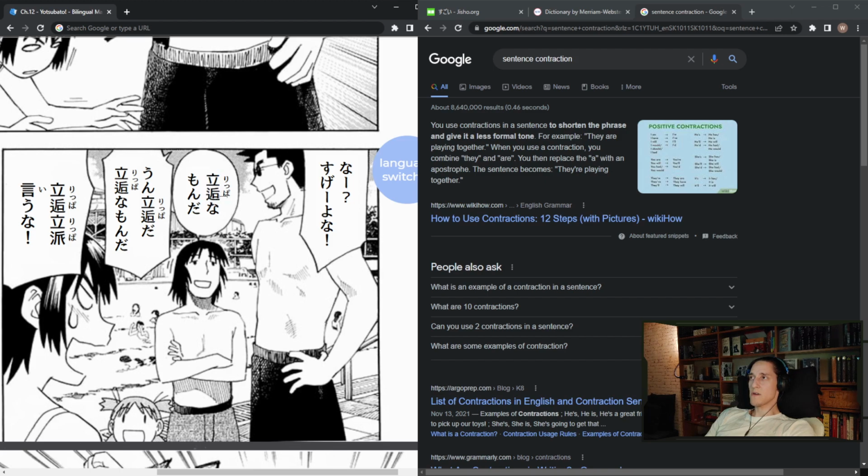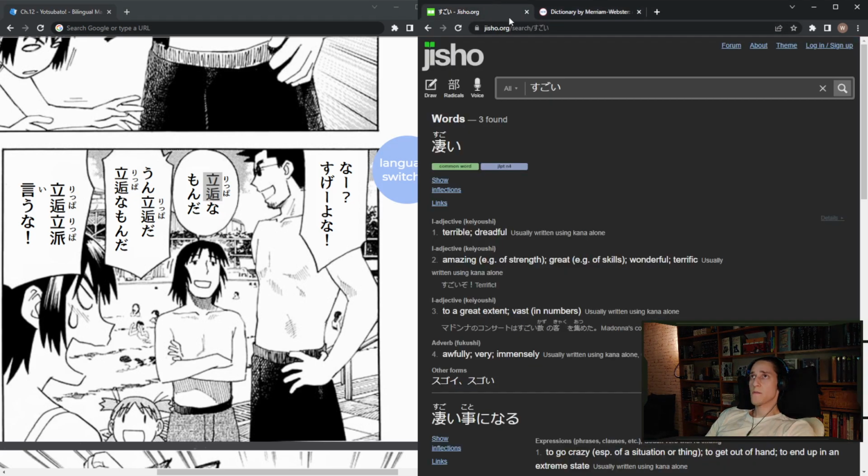So you have an adjective, you take out the ei on the end, you place there na, and then the noun. And this mo usually means also. This nda instead of da means that he is referencing something that was said before. Okay, so let's put this into the dictionary.